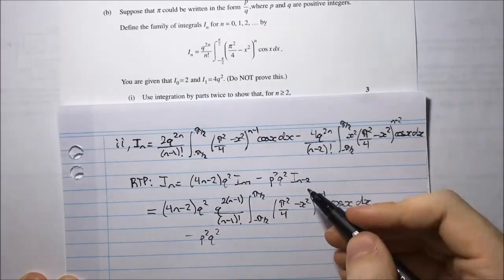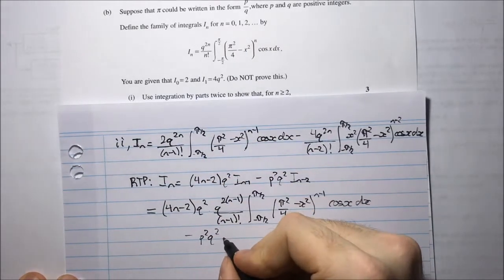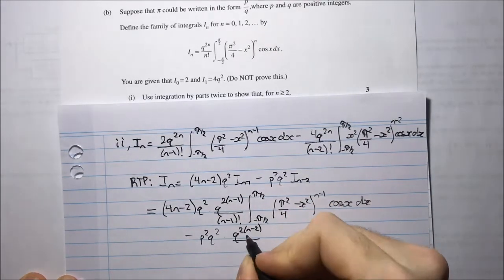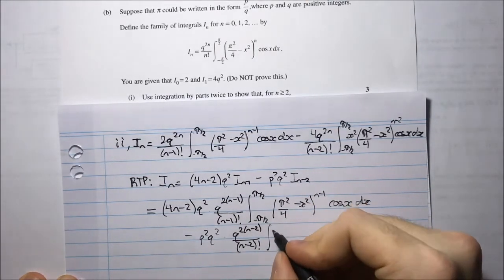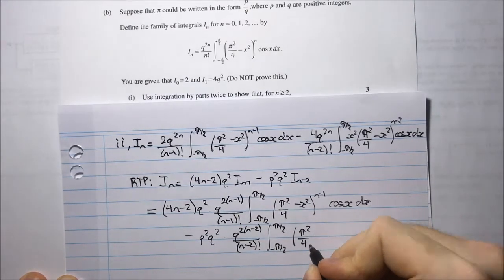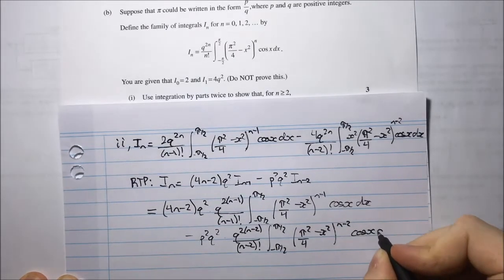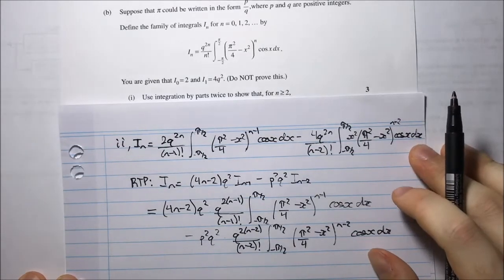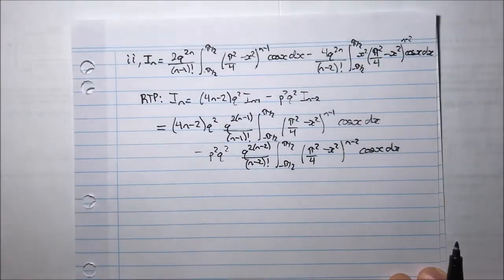I_{n-2}. Well, I_{n-2} is just substituting n minus 2 into this. So that's going to be q to the n minus 2 on (n minus 2) factorial, the integral of (pi squared on 4 minus x squared) to the n minus 2, cos x dx. Okay, so you can see that that's quite long, but not to worry. Okay, so I can remove this now. I have all the information I need, and let's get into it.